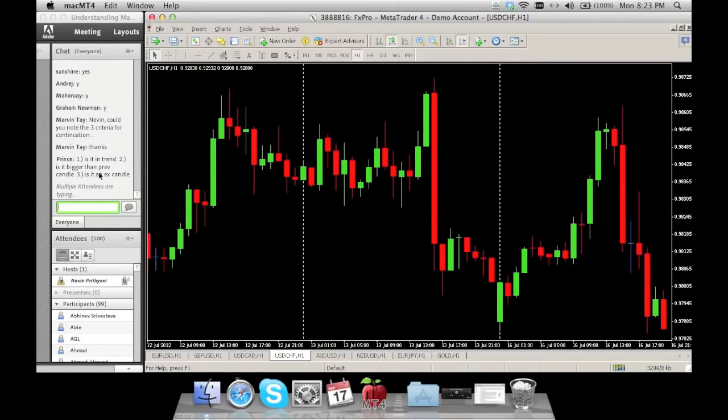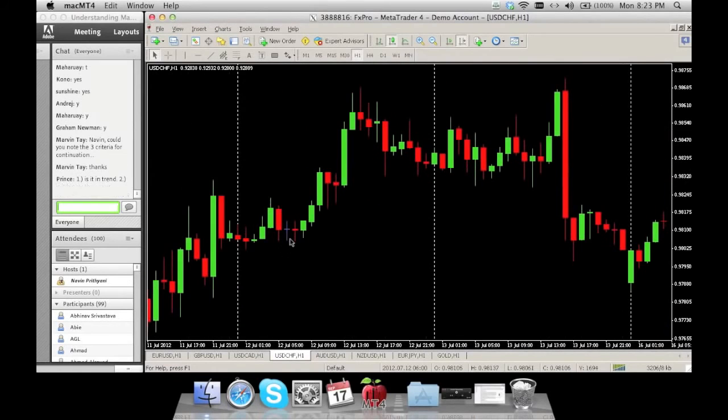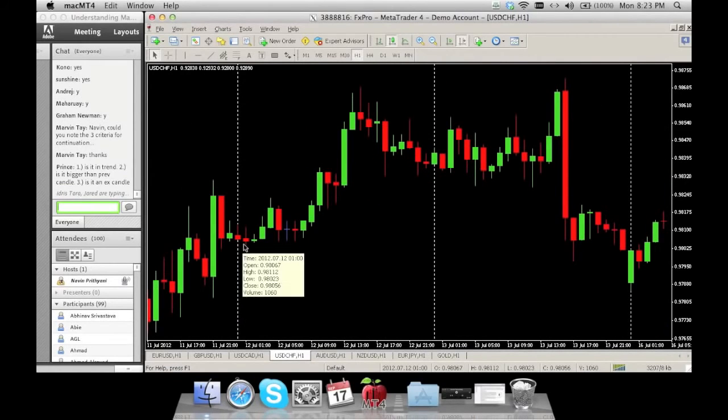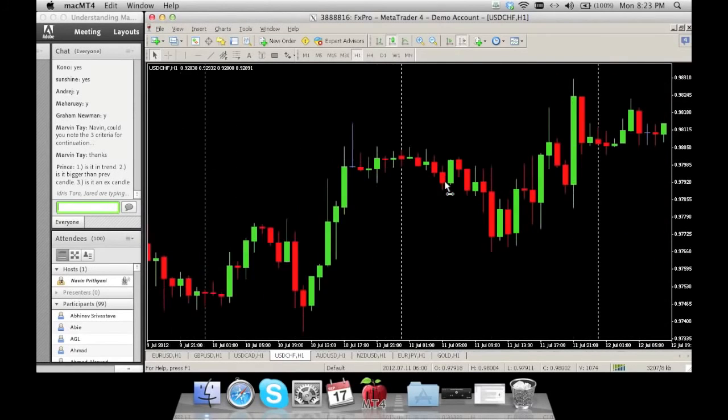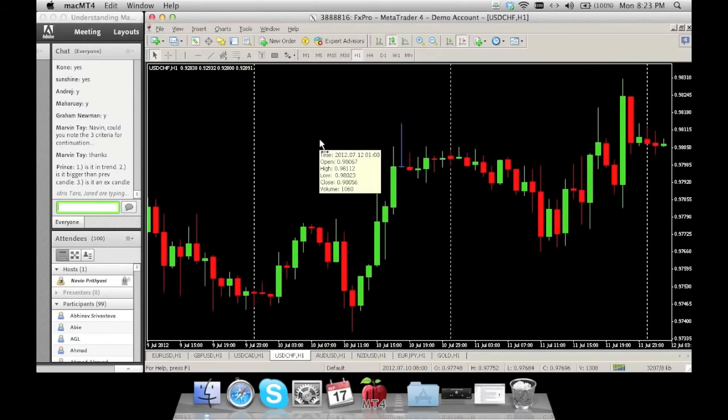Is it in a trend? Is it bigger than the previous candle? Very good, Prince. Very good. So the next pattern we're going to discuss is also a trend continuation pattern, but it's a different one. This is what we call a false exhaustion pattern. And we'll get to what that means in a bit.